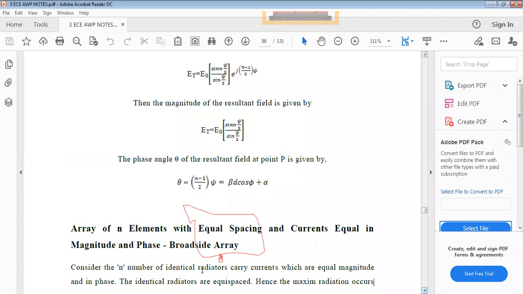Here consider n number of identical radiators carrying currents equal in magnitude and equal in phase. This is just an assumption; in practice that is not possible, as there are some minor losses. The identical radiators are equispaced, that is, equally spaced with a distance of small d. Hence the maximum radiation.